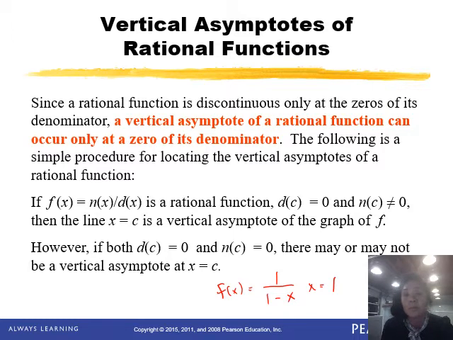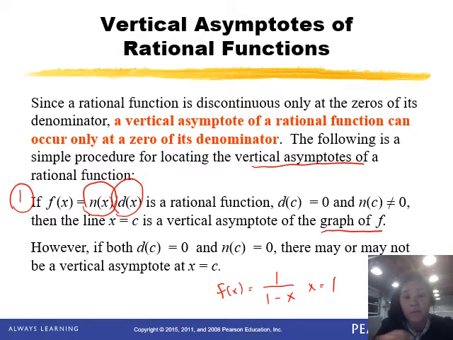This is a simple procedure for locating the vertical asymptotes of a rational function. Here we see that if f of x is equal to n of x, which is just calling it the numerator, over d of x, is a rational function, and d of c is equal to 0, then the line x equals c is a vertical asymptote of this graph. However, if both the denominator of c is equal to 0 and the numerator is equal to 0, there may or may not be a vertical asymptote. Okay, that's the second one.